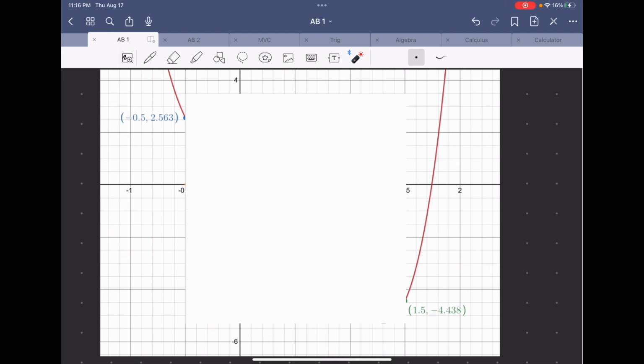So we can see on the left of the covered up part, the graph is sloping downwards, and it hits this coordinate, negative 0.5, and somewhere around y equals 2.5. And then to the right of where it's covered up, it hits the coordinate x equals 1.5, and somewhere around y equals negative 4.5. And then after that, it slopes upwards. So the question is, does this graph pass through the x-axis on a part that's been covered up?